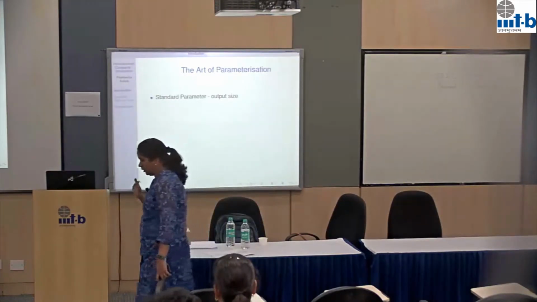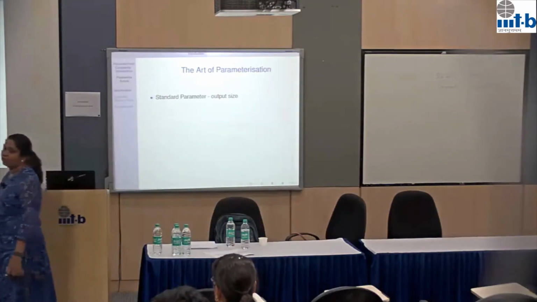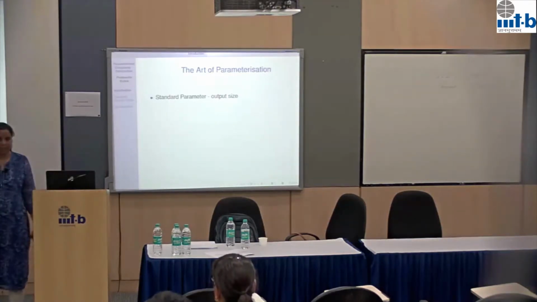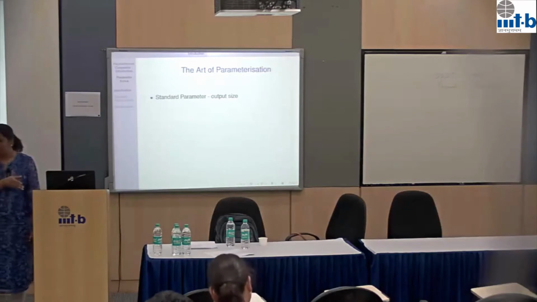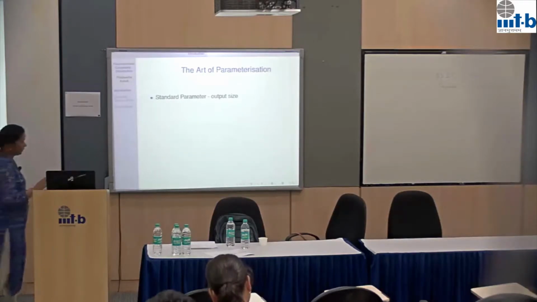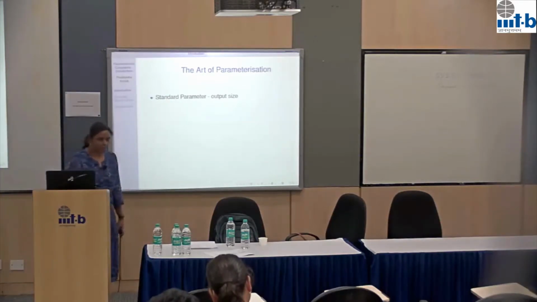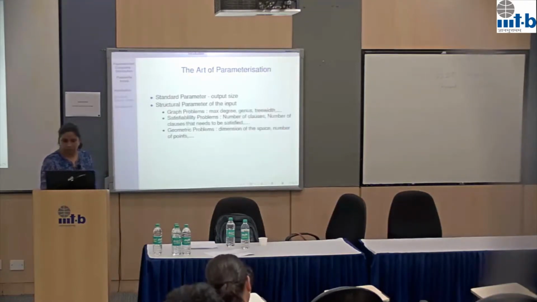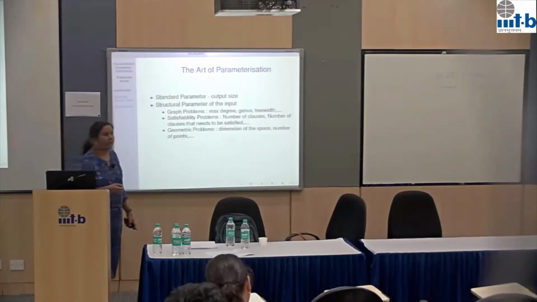In this case, what is the size of the vertex cover? Size is the size of the output that you are looking for. It is k, so that can be a parameter. It's called standard parameterization, and it's used for many problems. So one of the standard parameters is output size, and others are structural parameters of the input.